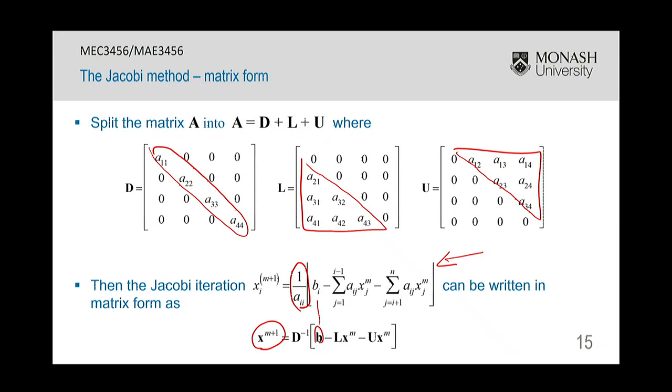minus the lower diagonal term, where j goes from 1 to i minus 1, minus this upper diagonal term. So that's just a simplified notation for writing this slightly messy equation here, and you should probably demonstrate to yourself that this is the case.